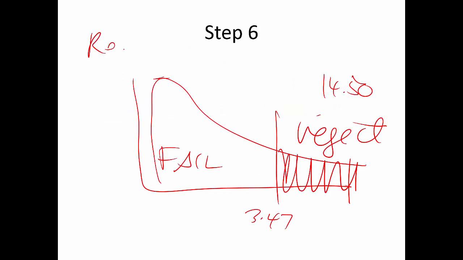So as my decision for this step, I'm going to reject the null because we are way past our cutoff score. So our little car on the race has crossed the finish line.